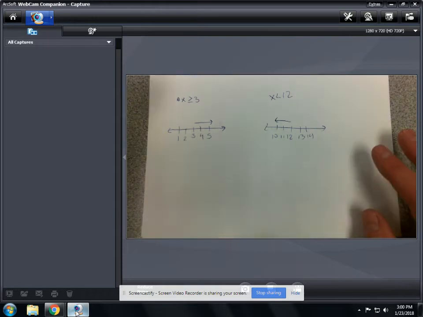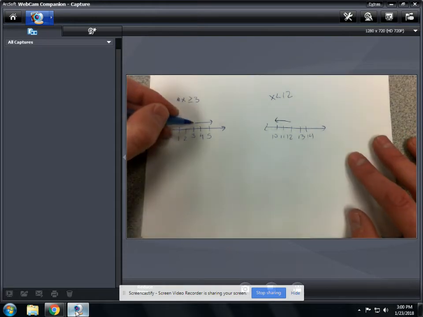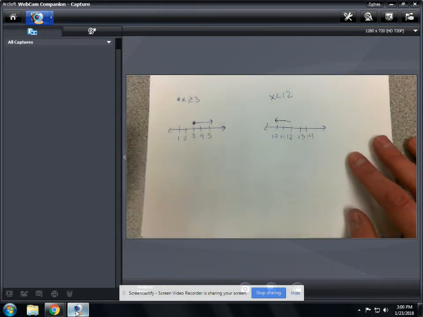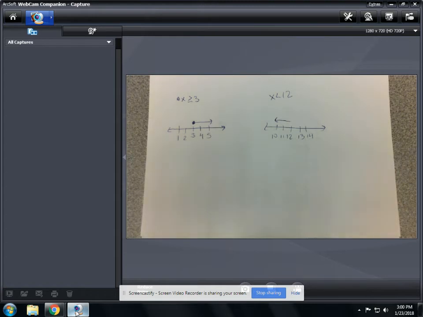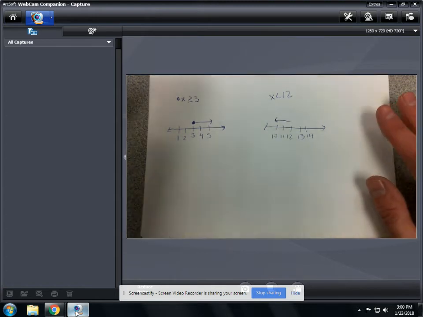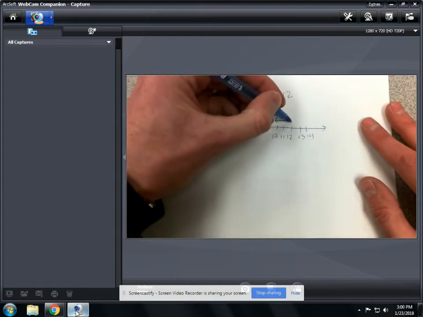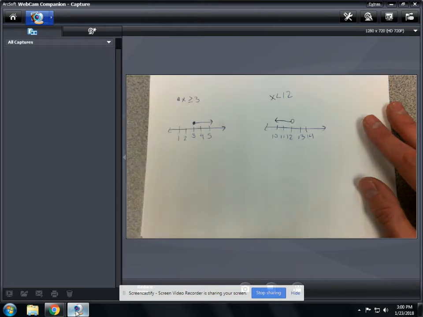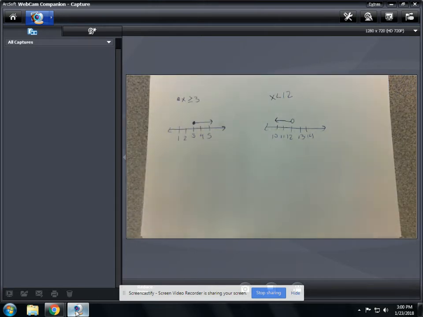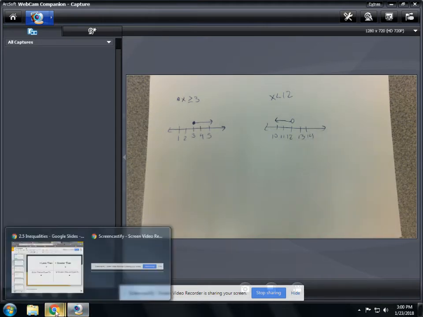So with these ones, since x could equal 3, I'm going to close in a circle there. And that's how we denote that it could be 3. 3 is a possible solution. Here, 12 isn't quite a possible solution, but 11.999999999 is a possible solution. So we put a hole over 12 to show that it doesn't quite get there. And that's how you graph a linear inequality.